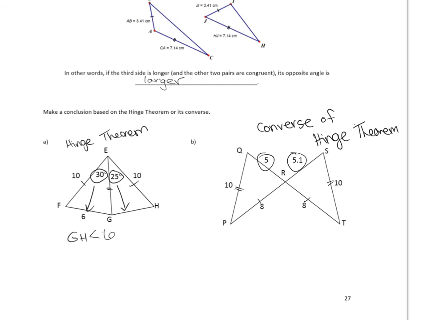And what the converse says is that the angles across from these side lengths are going to be related in some way, shape, or form. So looking at this, I can see that 5 is less than 5.1. So I look at the angle across from them. That means that the measure of angle P must be less than the measure of angle T. And that's all I have to do to draw a conclusion.